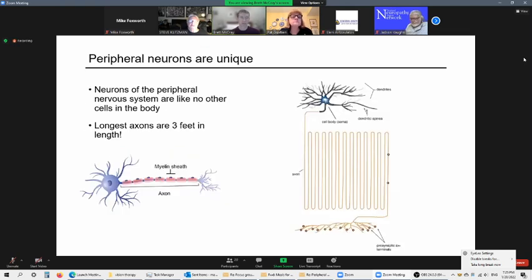And so this kind of reflects that peripheral neurons in particular, even compared to other nerve cells in the body, and certainly compared to other types of cells in the body, they're really unique. So the neurons of the peripheral system are really like nothing else. They can have axons that are 3 feet in length. To go from your lower back all the way to your toe is quite a distance, and that's one cell that does that. So that's quite a distance.